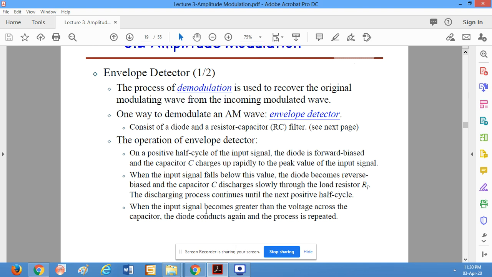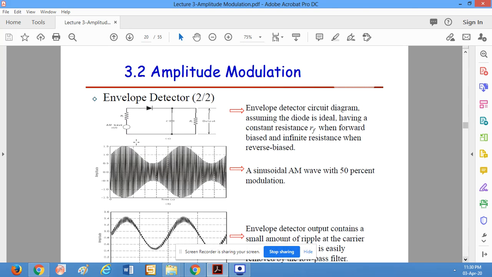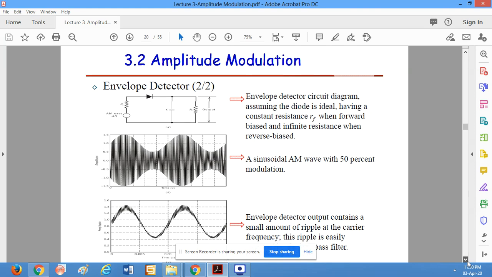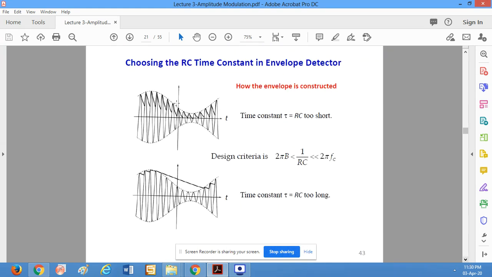So when the input signal becomes greater than the voltage across the capacitor, the diode again conducts and the process repeats. So what we have done is, whenever it is forward biased, this will charge to the maximum value. And whenever the voltage over here falls below, putting this diode in reverse bias, the capacitor discharges through it. Now we look at the diagram on the next page, showing how we can use the RC time constant in the envelope detector.